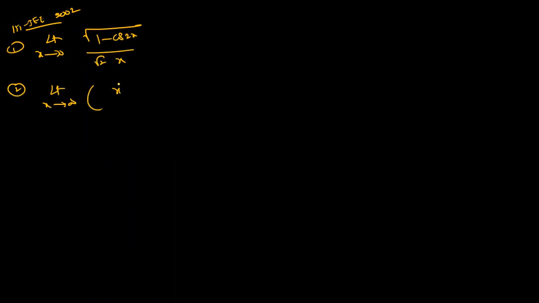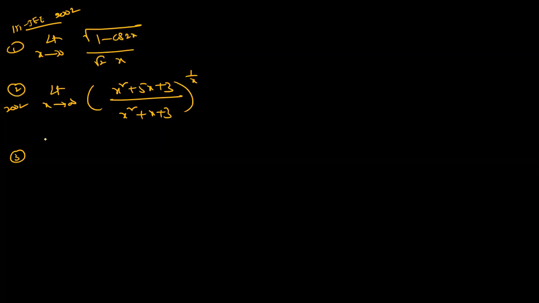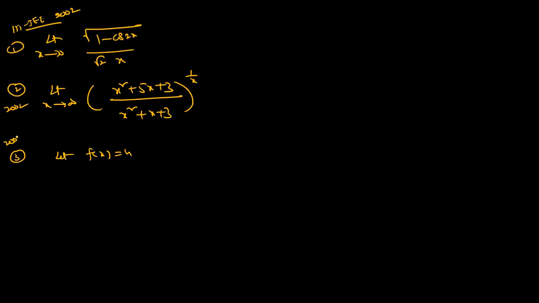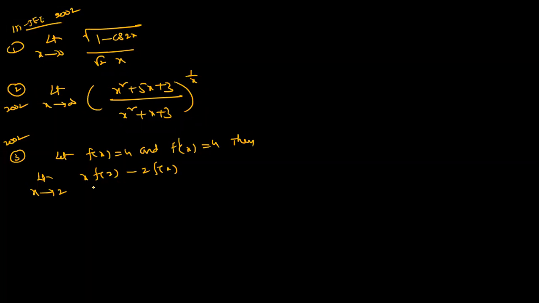Okay. Limit x tends to infinity, x square plus 5x plus 3 by x square plus x plus 3, whole power 1 by x. 2002, dear students. Question 3: let f of x is equal to 4, and f dash of x is equal to 4. This one also 2002. Then limit x tends to 2, x into f of 2 minus 2 into f of x, by x minus 2.